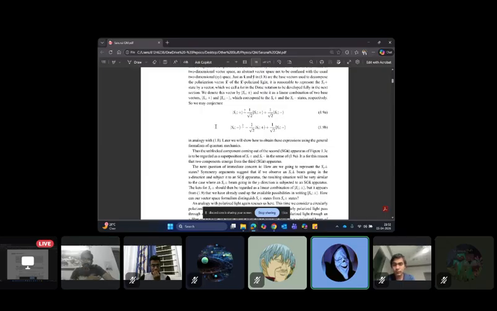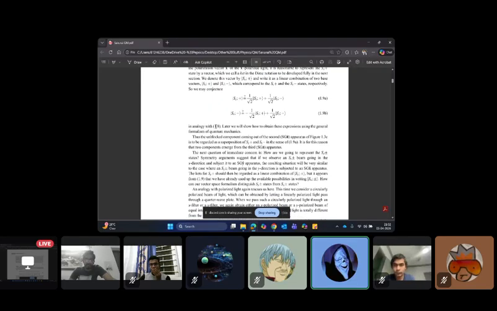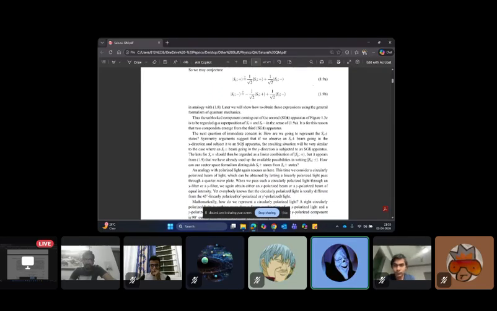The next question of immediate concern is how we are going to represent the y plus and minus states. Symmetry arguments suggest that if we observe a z plus or minus beam going in the x direction and subjected to any y hat apparatus, the resulting situation will be very similar to the case where a z plus or minus beam going in the y direction is subjected to an x hat apparatus. The kets for y plus or minus should then be regarded as a linear combination of z components, but it appears from 1.9 that we have already used up the available possibilities in writing x components. How can our vector space formalism distinguish y states from x states?